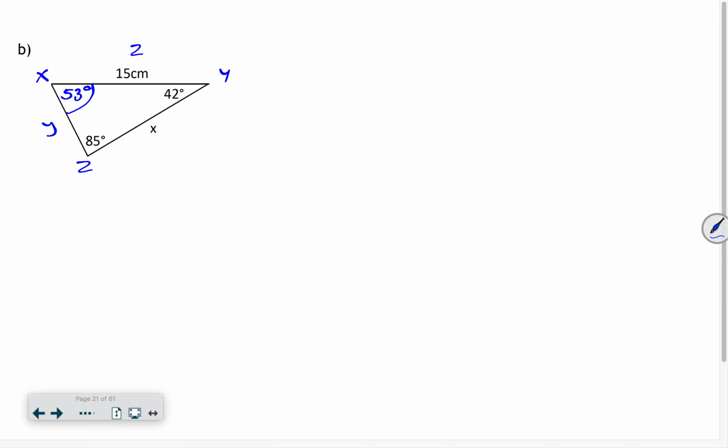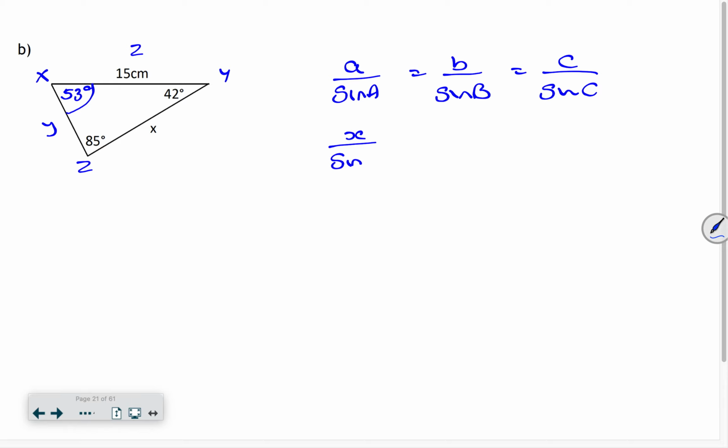It'll be a over sine a is equal to b over sine b is equal to c over sine c. Let's write it out for x, y, and z. That'll be x over sine x is equal to y over sine y is equal to z over sine z. And then let's just tick off what we know. We know what side z is. We know what angle z, angle y, and angle x are. And I want to find out the size of side x. I'll mark that with a question mark.